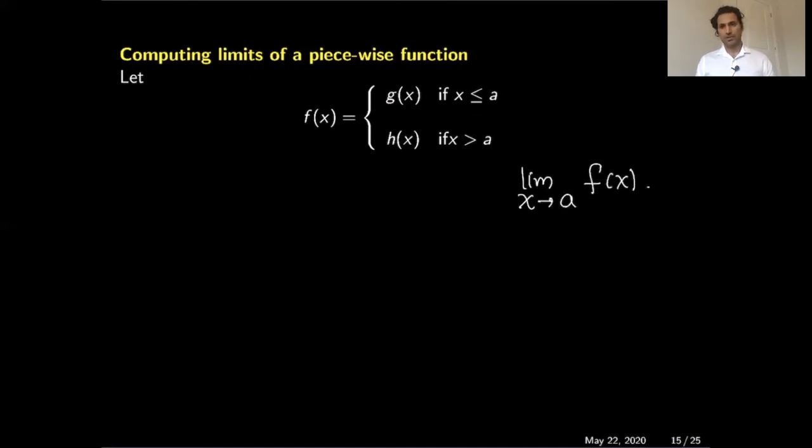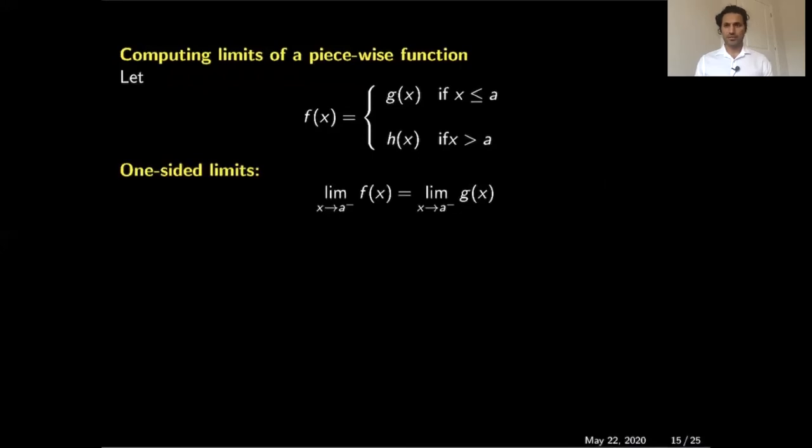Before you calculate the two-sided limit, you must calculate the one-sided limits of the piecewise function. The left side limit of the piecewise function is basically the limit of the piece which is on the left of a. You see that on the left of a, the piece is g of x. So the left-sided limit of f of x is simply the limit of g of x.